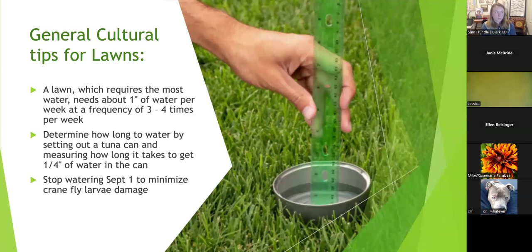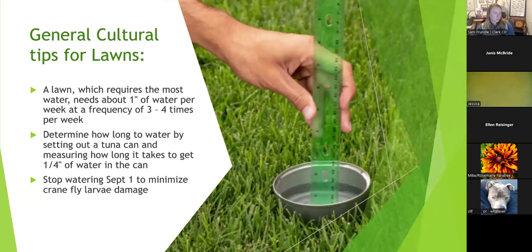For lawns, I have a few tips for those of you who are choosing to keep your lawns. A lawn only needs about 1 inch of water at a frequency of 3 to 4 times per week. So 1 inch per week, and then you split that up between 3 and 4 times per week. So you can determine how long it takes to get a 1/4 inch or 1/3 of an inch by setting out a little tuna can and watering. You see if it's 5 minutes, and you can measure and see, okay, I need to water for 5 minutes.